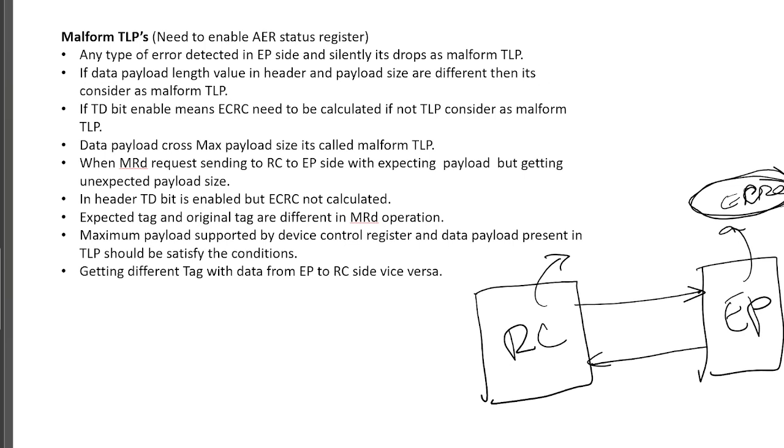Let's take the length point of view. Let us say you are writing 20 words of data from RC to EP. On the EP side, if you see more than 20 payload words while the length you are adding is 20, it is the same TLP, but you are adding a payload of 21 or 22. On the EP side, it checks how much data it can see. If it sees more than 20 words of data, we call that a Malformed TLP.